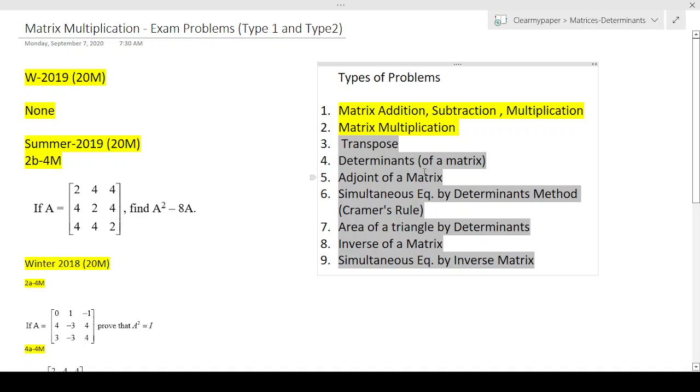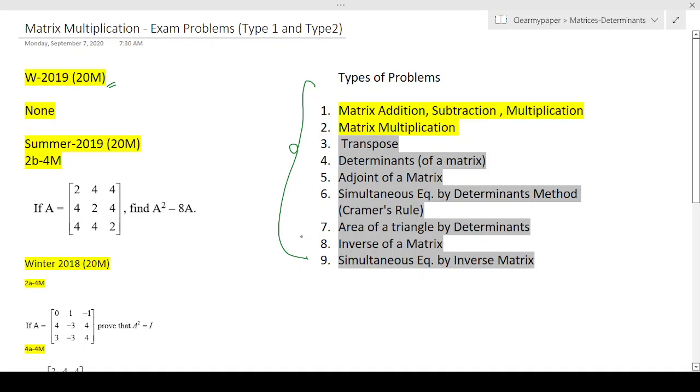So what I've done is, in the previous video, I gave you a whole preview of the different types of questions that come in the exam for matrices and determinants in general. I told you the weightage is roughly 20 marks overall, and the 20 marks comprise maybe 9 sets of problems, more or less. The problems can be broadly categorized into 9 different sets, and now we're going to take each one of them and apply it.